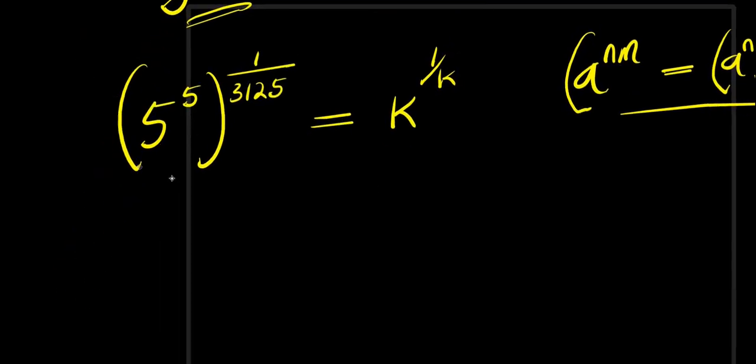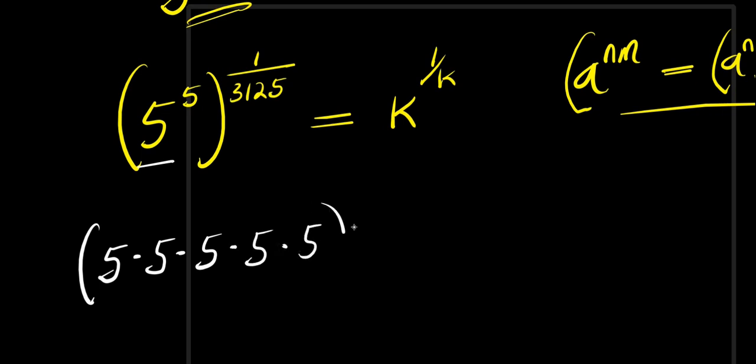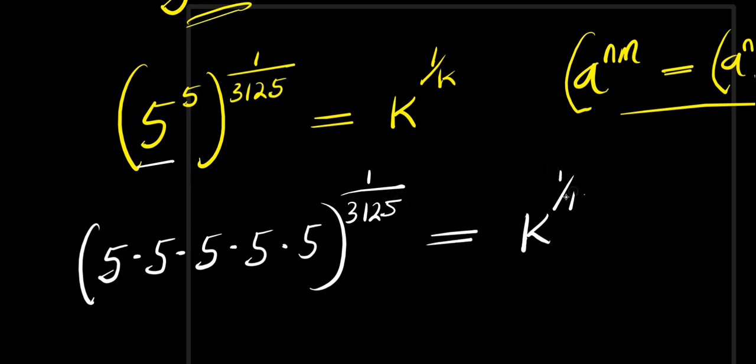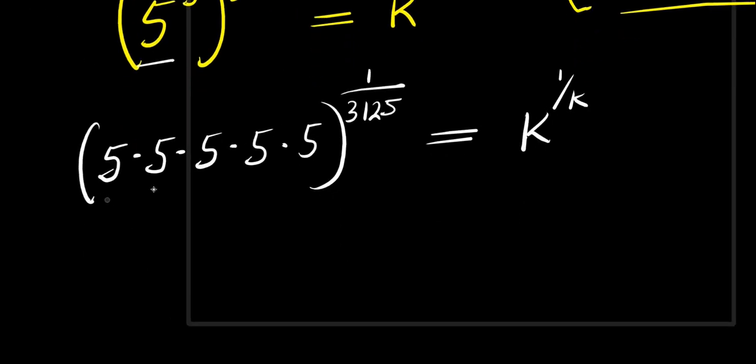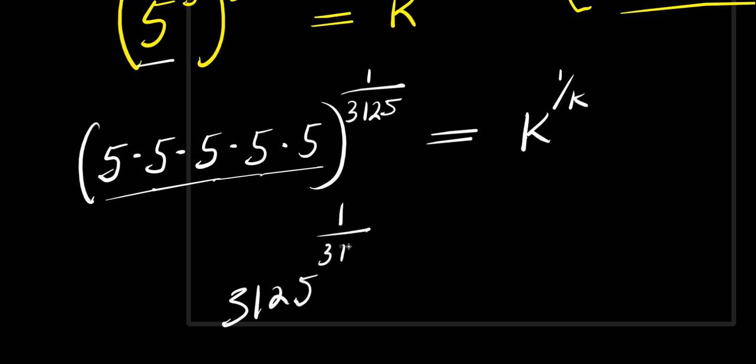And from here, 5^5, 5 times 5 times 5 times 5 times 5 raised to the power of 1/3125 equals k^(1/k). 5 times 5, 25 times 5, 125 times 5, 625 times 5, 3125. So 3125^(1/3125) equals k^(1/k).